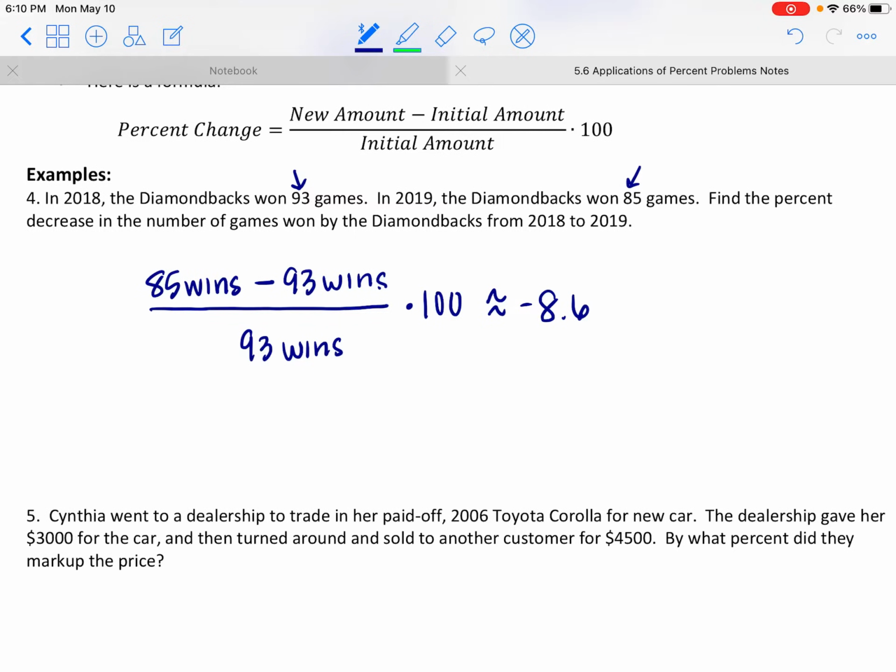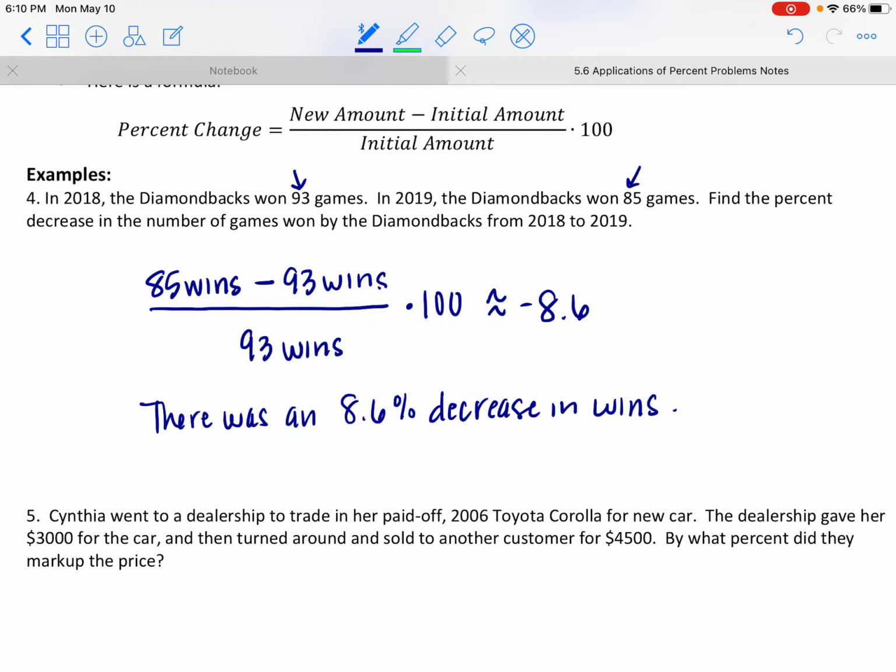So the percent decrease in wins is 8.6. That sounds really funny to say it that way. Let's say it like this. There was an 8.6% decrease in wins.